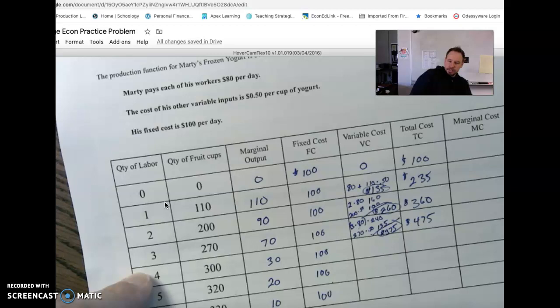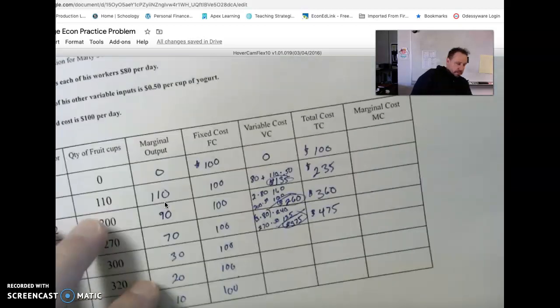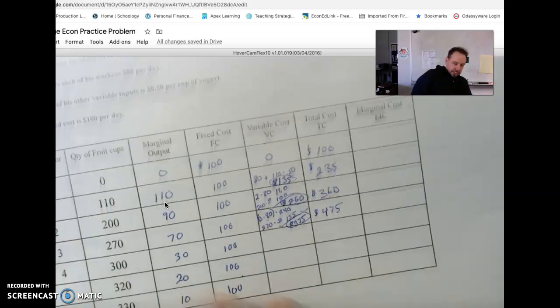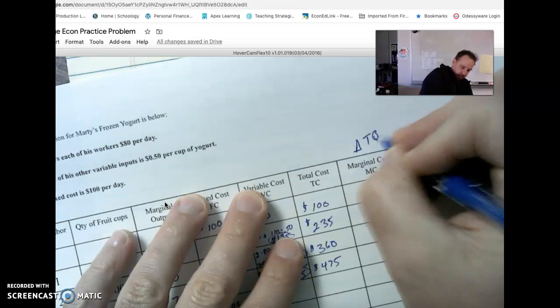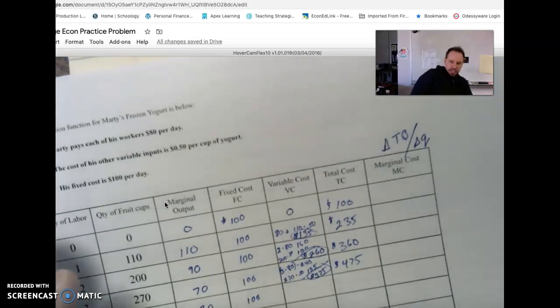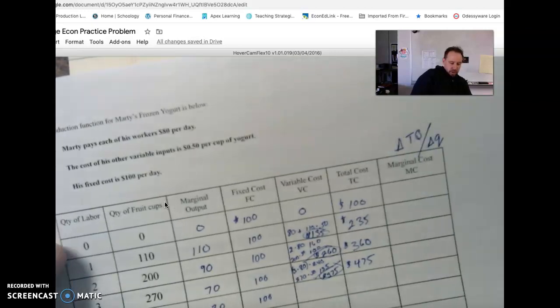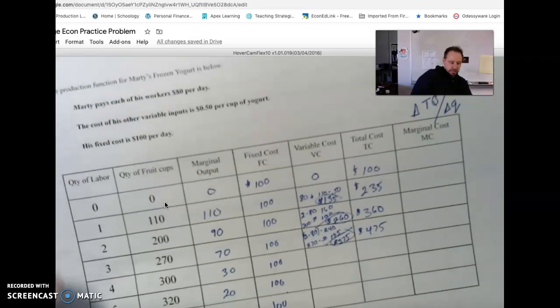We'll do that here. Now marginal cost. Remember, our marginal cost is the change in total cost divided by the change in quantity. So all of our quantities are going to be of 1. So this is relatively simple.